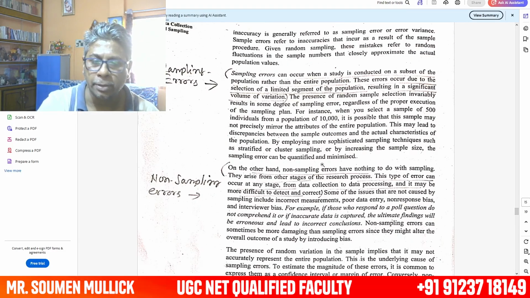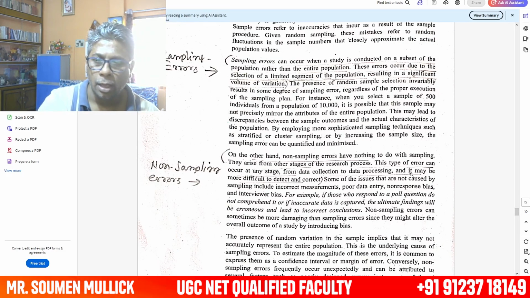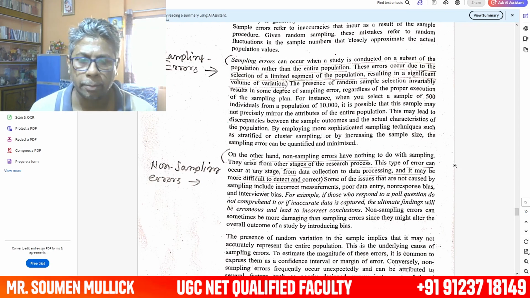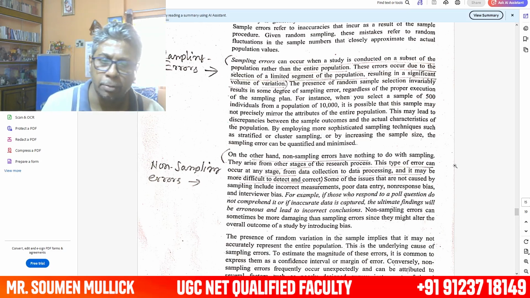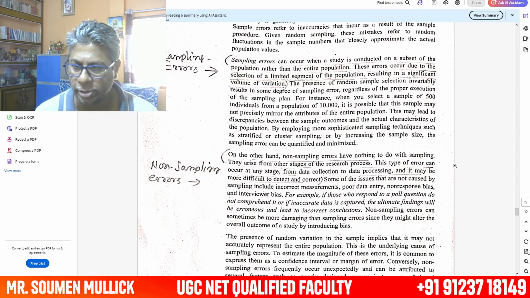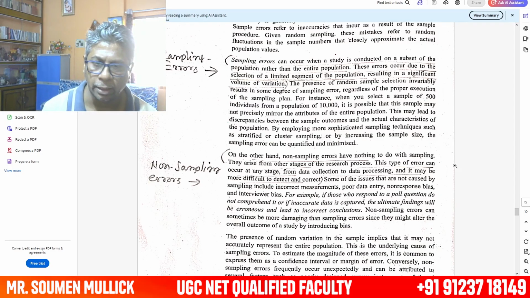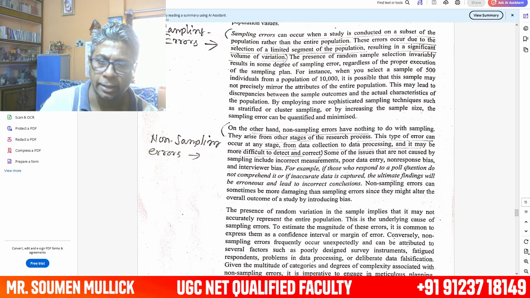A non-sampling error, on the other hand, has nothing to do with the sampling. It arises from the stages of the research process. This type of error can occur at any stage from data collection to data processing. It may be more difficult to detect and correct.